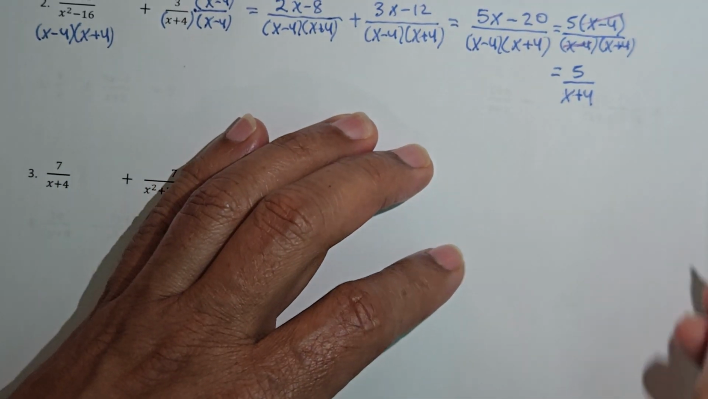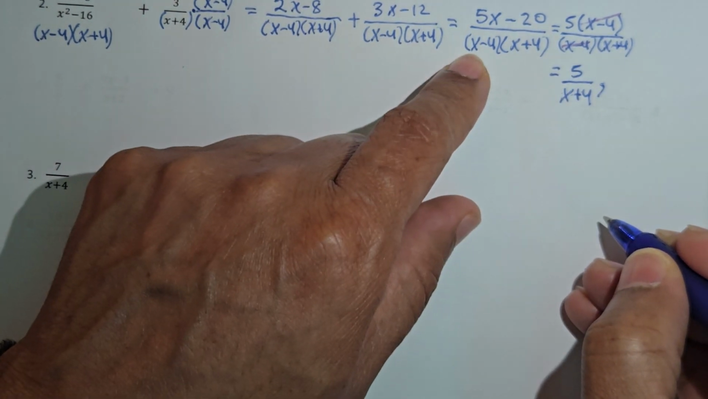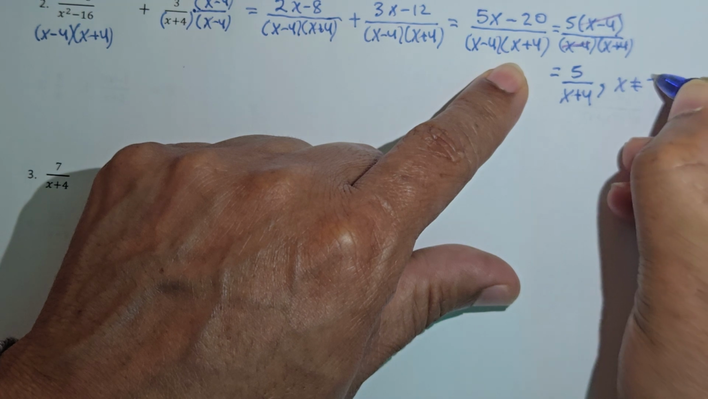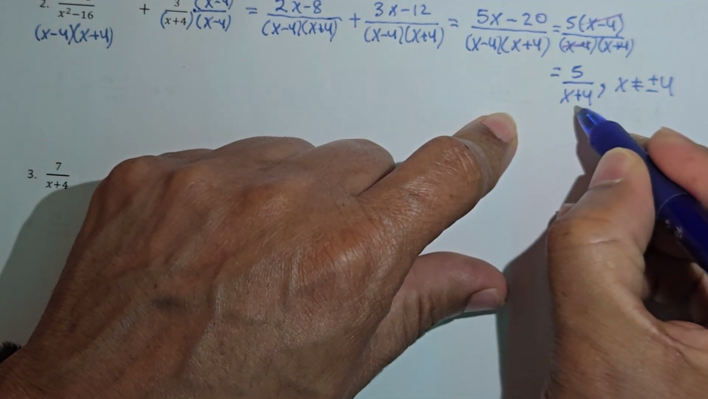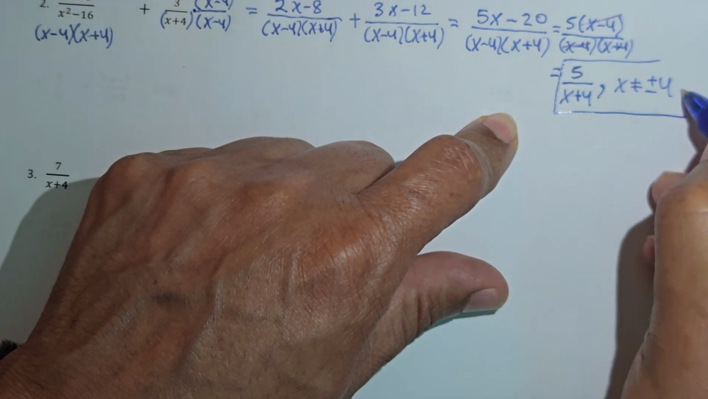But again, we're not done because we must state the restrictions. So we have minus 4 and plus 4, which means x cannot be equal to plus or minus 4. So here we have the answer. This is the answer to this problem, and these are the restrictions. And we are done with this problem.